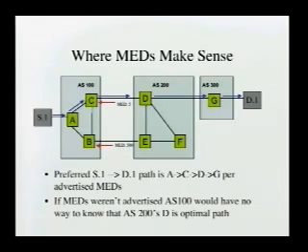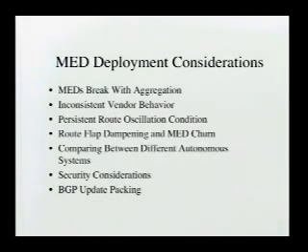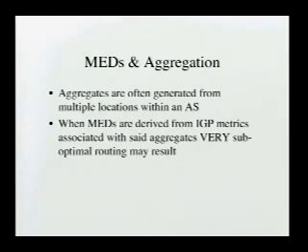If that didn't happen, then AS100 would really have no way of knowing how to get to destination D.1. It would be just as likely to send S.1 to A, A to B, B to E, and so forth. And that's less than optimal if you've got a bigger picture and have the information. So, deployment considerations. These are the things I'm going to talk about now in just a moment. So, MEDs break with aggregation. This is something a lot of folks don't seem to be aware of.